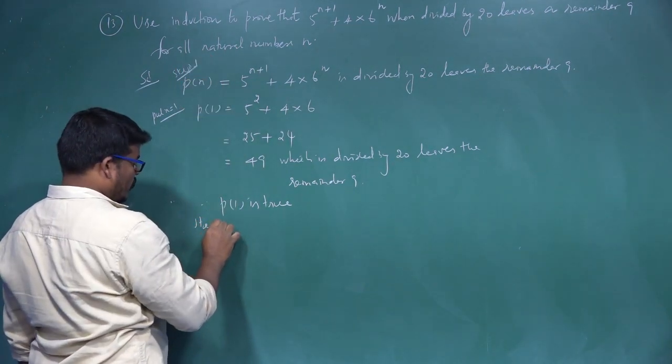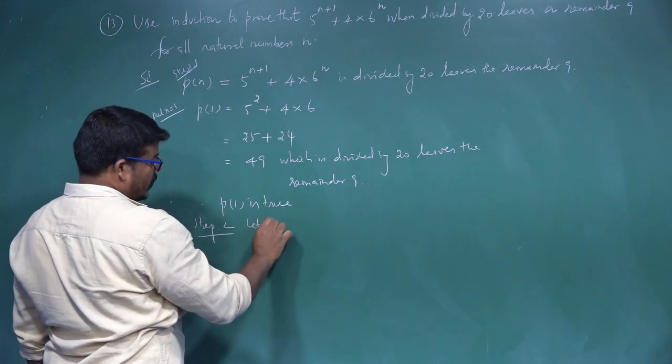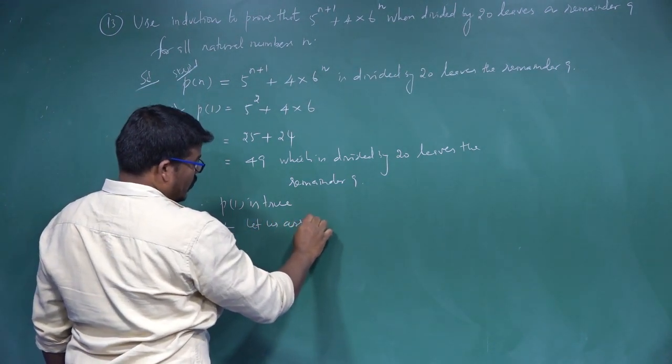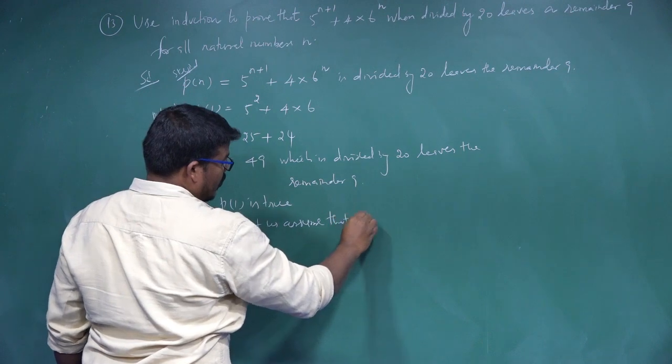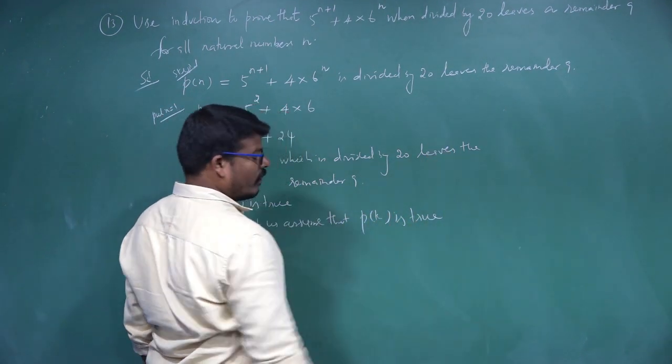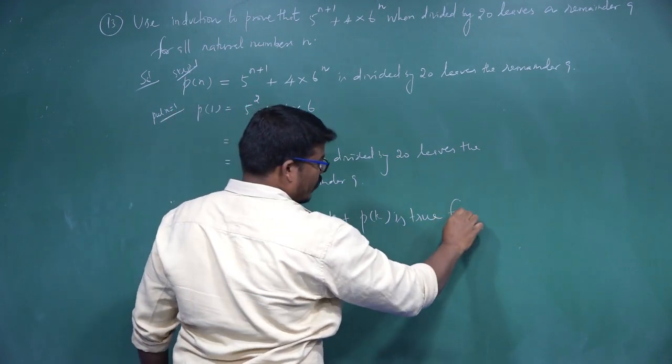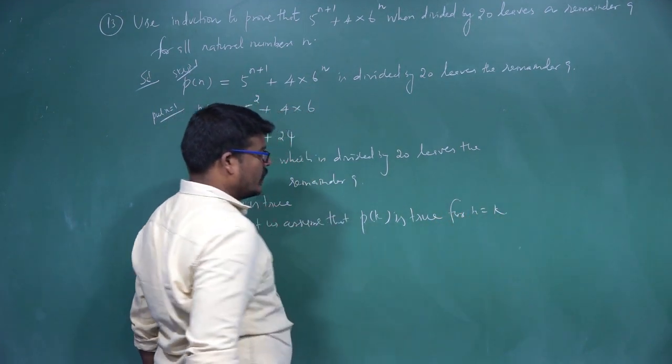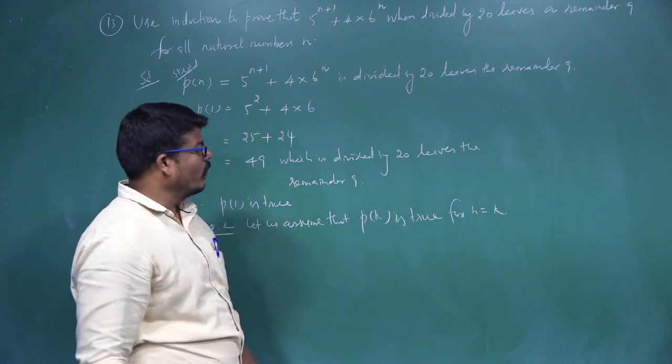Step 2: let us assume that P of k is true. Let us assume that P of k is true for n equal to k.